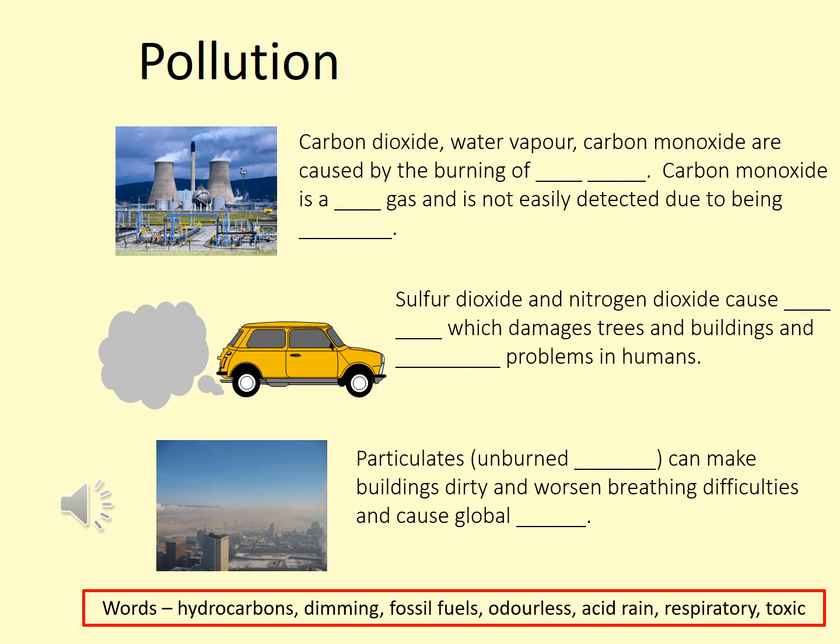Sulphur dioxide and nitrogen dioxide cause acid rain, which damages trees and buildings, and they can cause problems in humans as well. Particulates are the unburnt part. We often refer to it as soot, and that's the black layer that gets left over things, and that causes global dimming. There was a lot of talk about this when the Olympic Games were in Tokyo, and the fact they talked about the limit to the vision, and that was the particulates in the air that caused the global dimming.